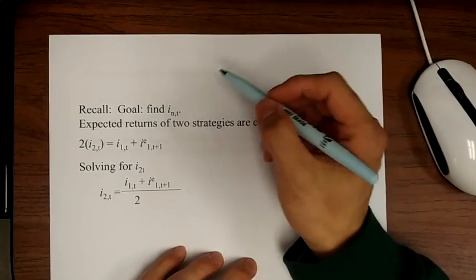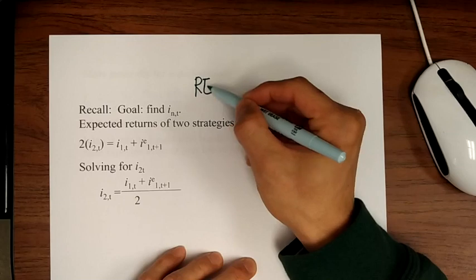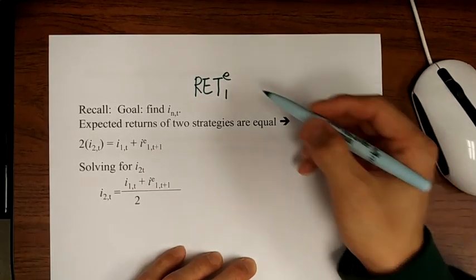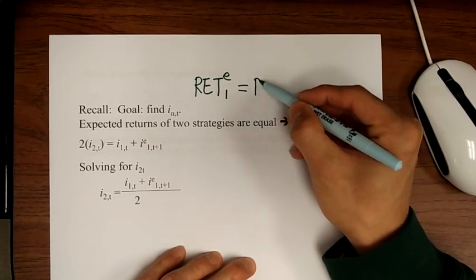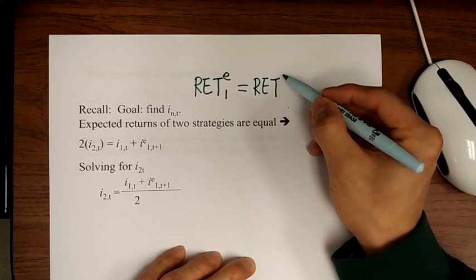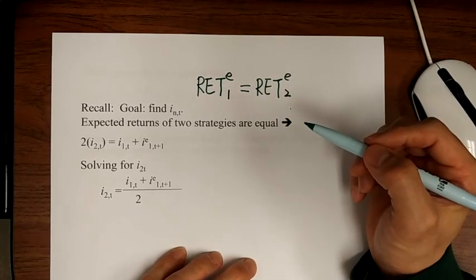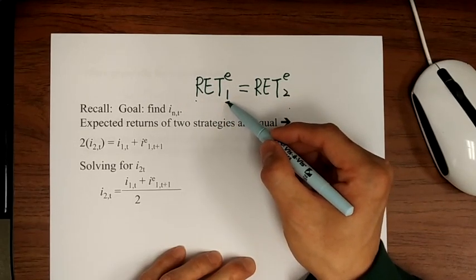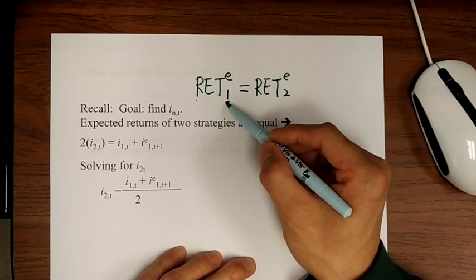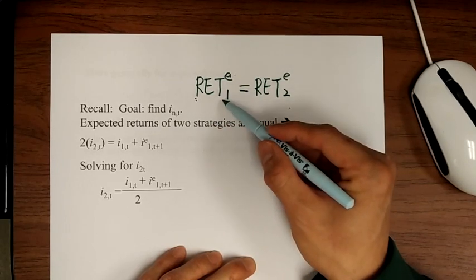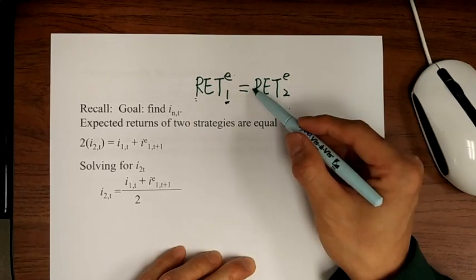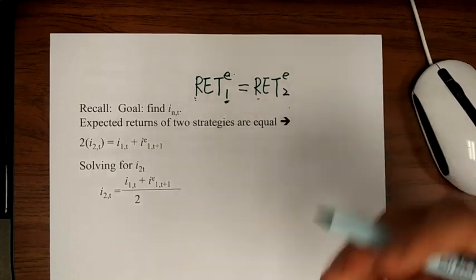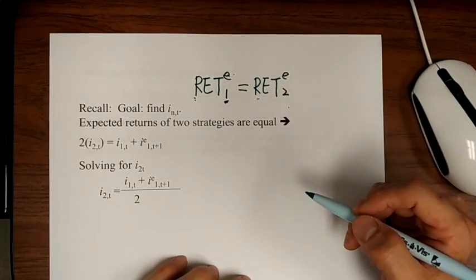Now, expectation theory says expected return from the first strategy should be equal to the expected return from the second strategy. Because buying a 1-year bond twice should give you exactly the same expected return as buying a 2-year bond. Same investment horizon, same holding period.